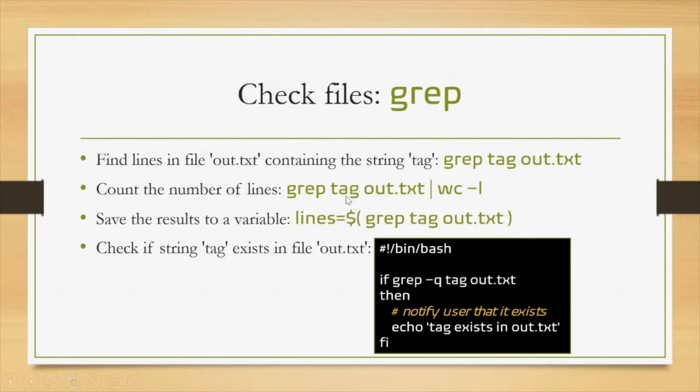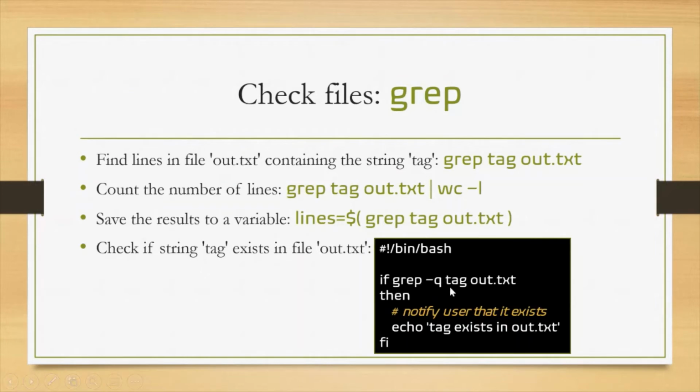Note that tag here is just a string, it's not a variable. If it were a variable, I would have put a $ sign before it. So here I'm looking specifically for this string. Now to save the results of this grep into a variable, we use the dollar and single round brackets as we saw before. And you can also use grep in an if statement to check if the tag exists, and the notation for that is -q.